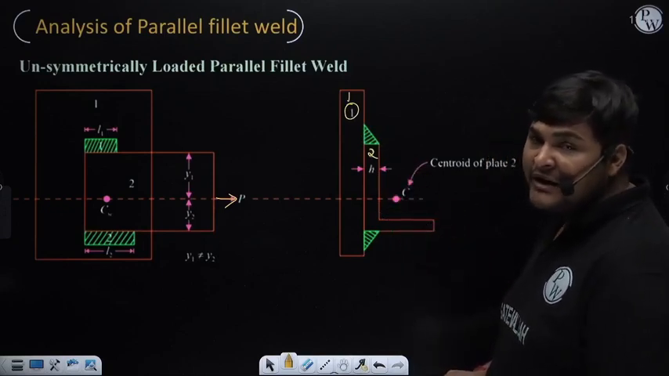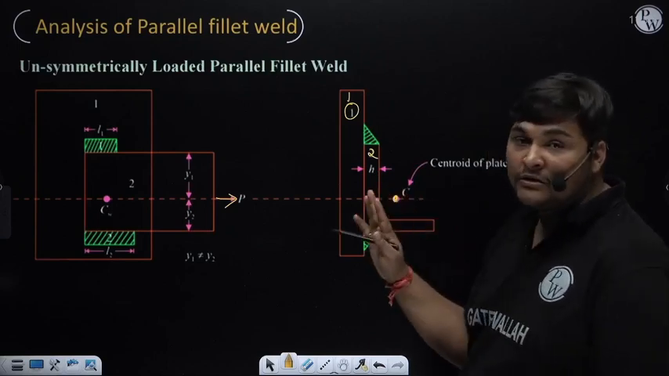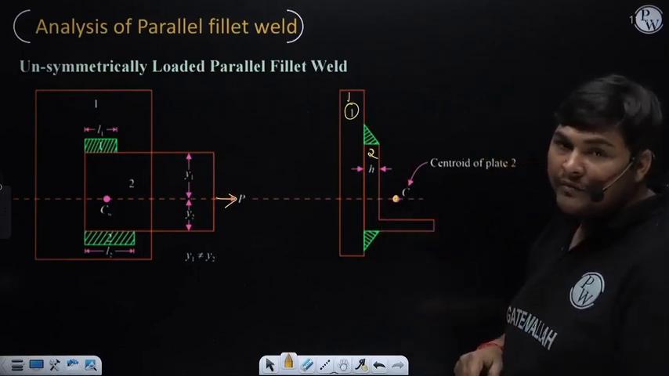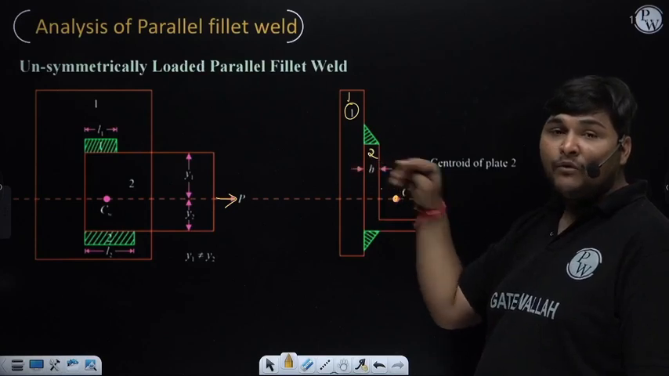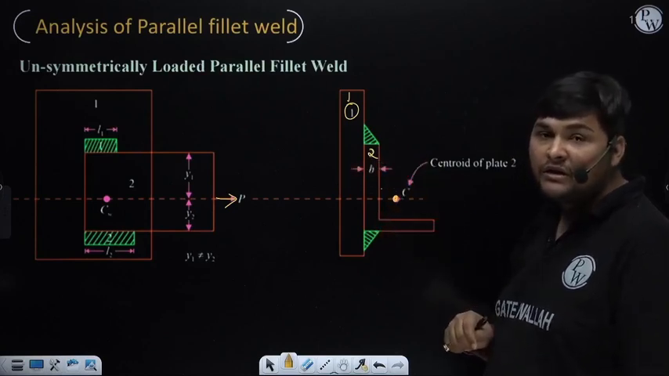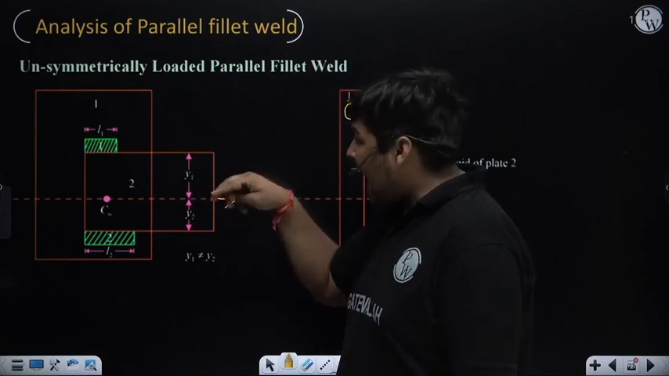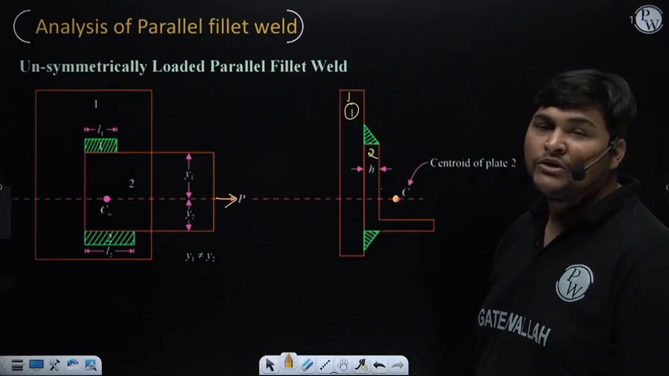And if this plate 2 is not symmetric, suppose it is the centroid of plate 2, it is not the centroid of weld. I am talking about the centroid of weld 2. So definitely the centroid of weld 2 will not be exactly at the mid-line. Why? Because this plate 2 is not symmetric. And due to this, this force P is not passing exactly at the mid-line of this plate 2.